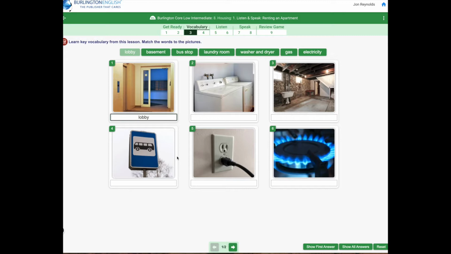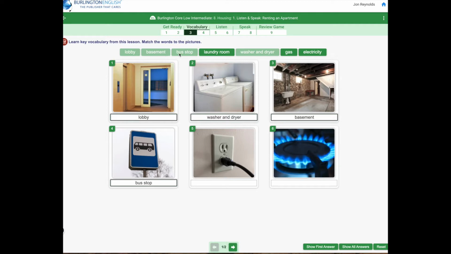Okay, now that you've paused the video, let's check our answers. So the next one, basement, would be maybe number 3. What about the bus stop? Perhaps number 4. Laundry room? Maybe you have a laundry room in your house or apartment. It could be number 2. But I also notice we have the choices of washer and dryer. Perhaps this is the washer and dryer.